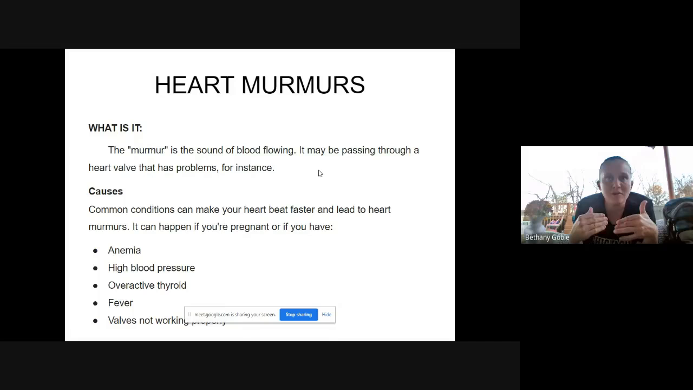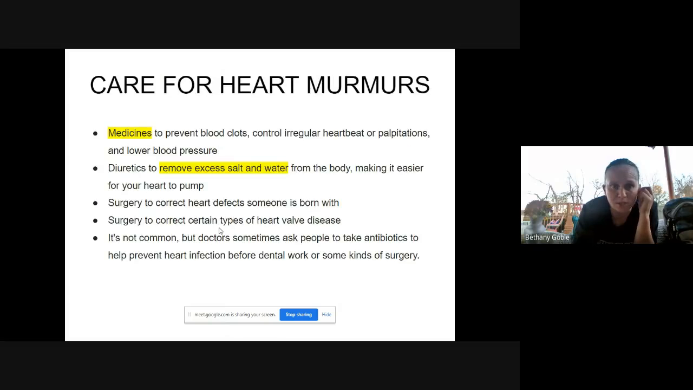Okay, maybe one of your valves doesn't close all the way and it leaves too much blood in there, and it sounds off. The doctors can hear that sound. A common cause of this is if you're pregnant. A lot of people who are pregnant, maybe you have anemia, maybe you have high blood pressure, an overactive thyroid, maybe you have a fever, like I said, your valves aren't working properly. First thing to do, the doctor's going to listen and notice something's not going right, then they're going to probably schedule more tests.